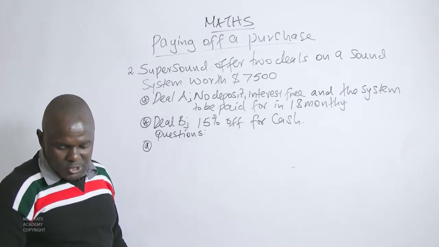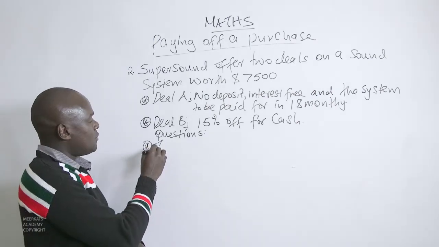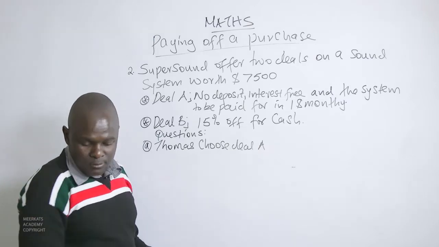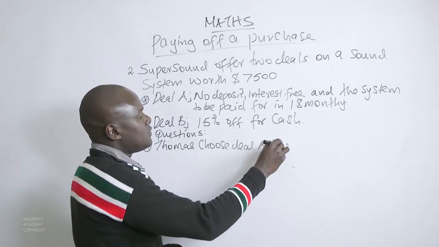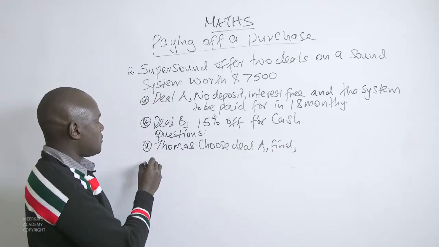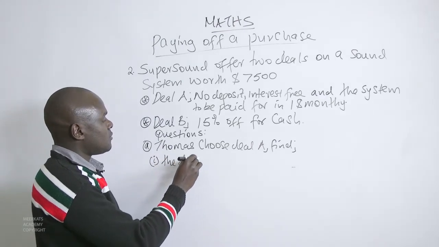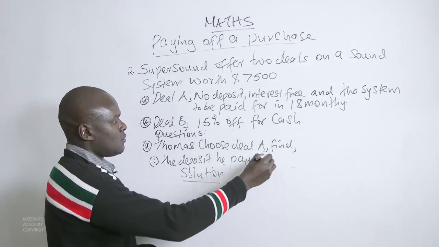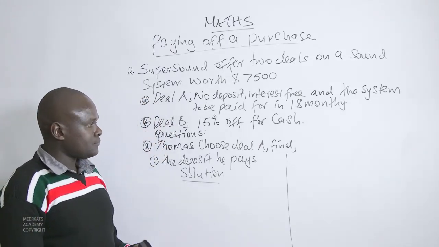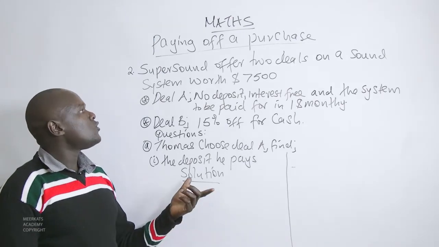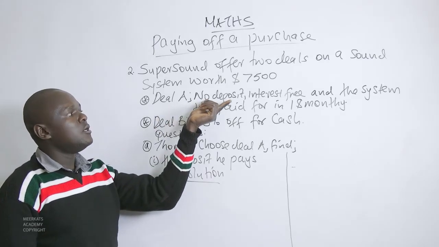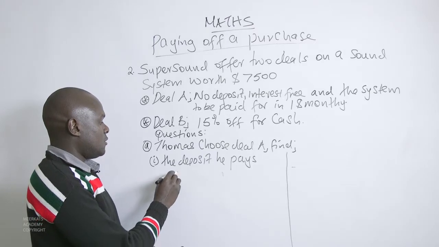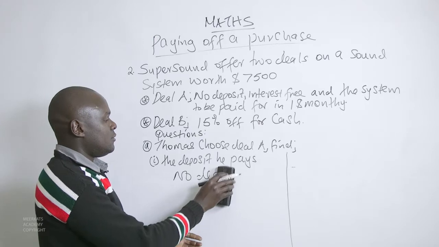The first question is, Thomas chose deal A. We are required to find the deposit he pays. Roman 1, the deposit that Thomas will have to pay. Looking at the question, if you are to use the first deal, we are told no deposit. There is no deposit that is required, so the deposit will be nil.